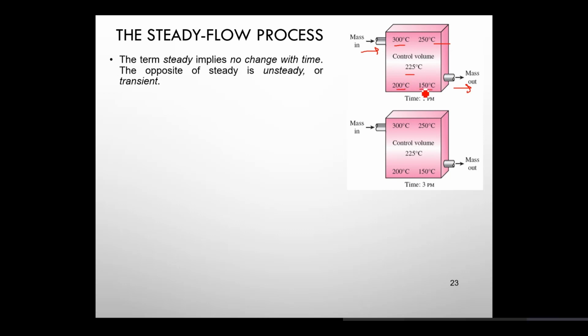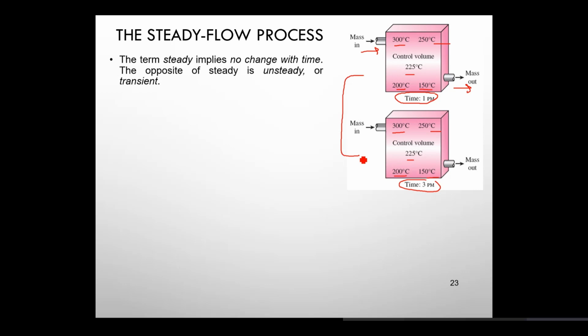Within my control volume, these are the temperature distributions at time 1 p.m. If I analyze the system at some other time, let's say 3 p.m., I see that the property of the system, which is temperature, has not changed with respect to time. Clear? So between these times, my system was operating under steady state conditions. That means the characteristics of my system were not changing with respect to time.